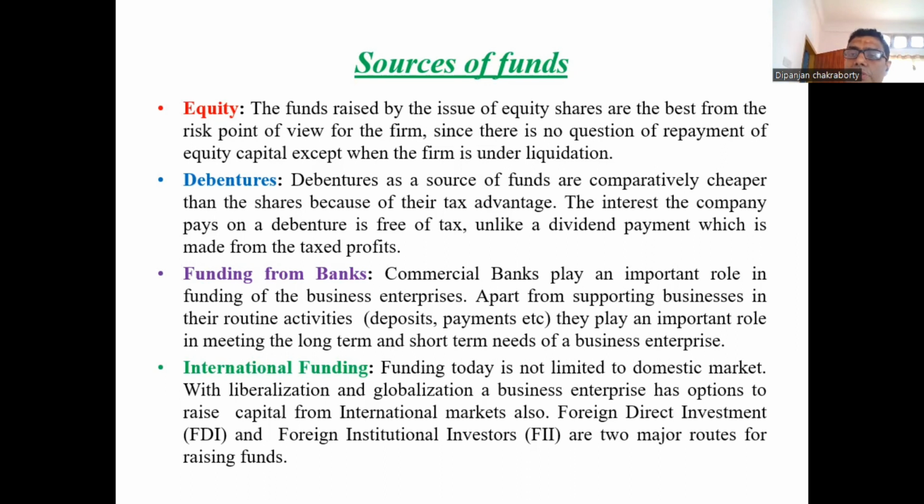Next is debentures or bonds. Debentures as a source of finance are comparatively cheaper than shares because of their tax advantage. We know that the interest on debentures is a tax-deductible expense. But the dividend the company pays on equity shares is taxable. So from that point of view, debentures are cheaper than equity.